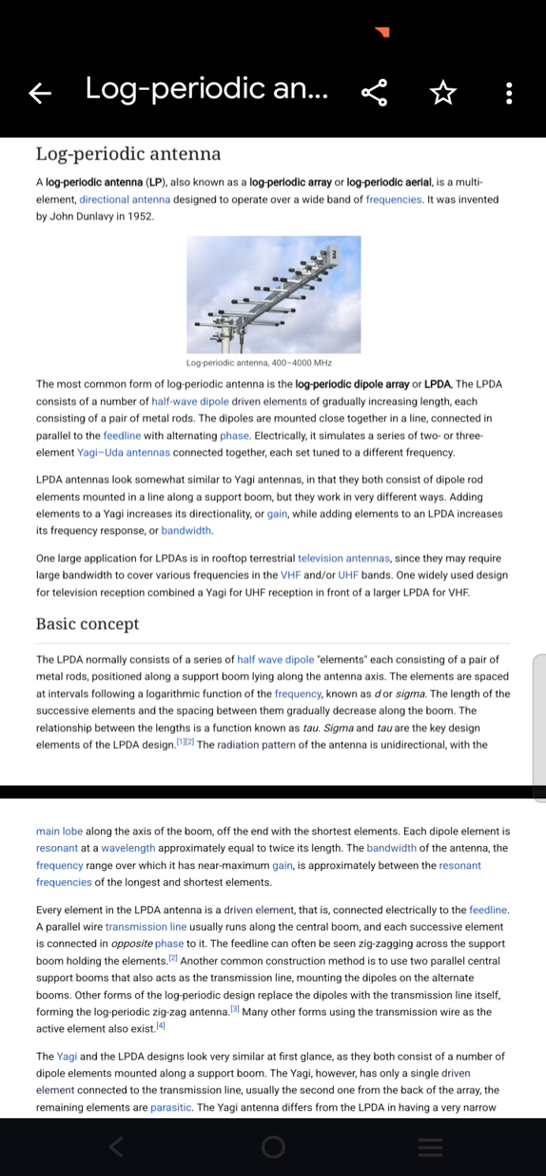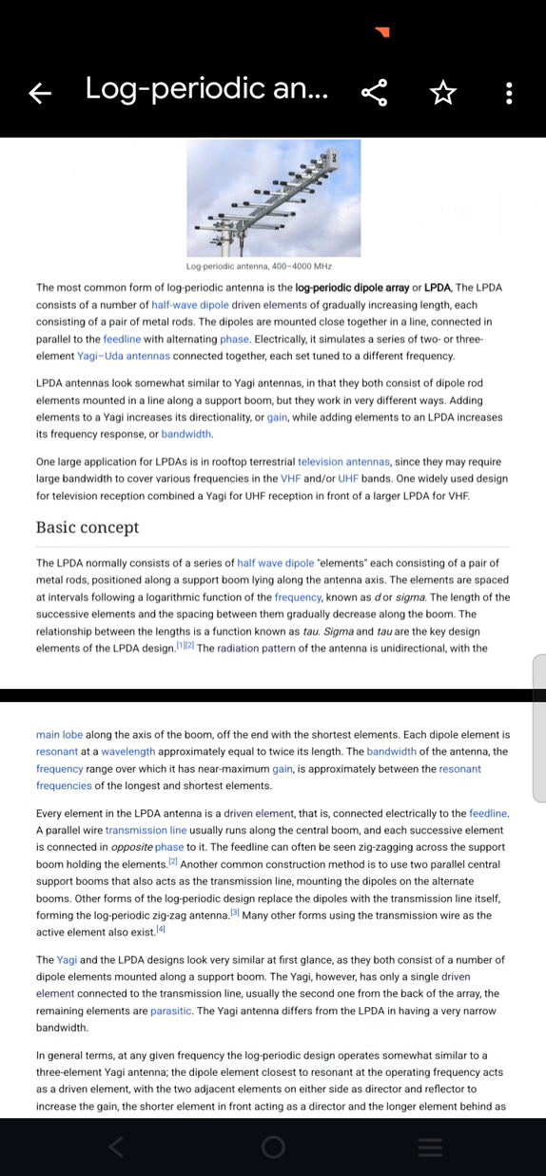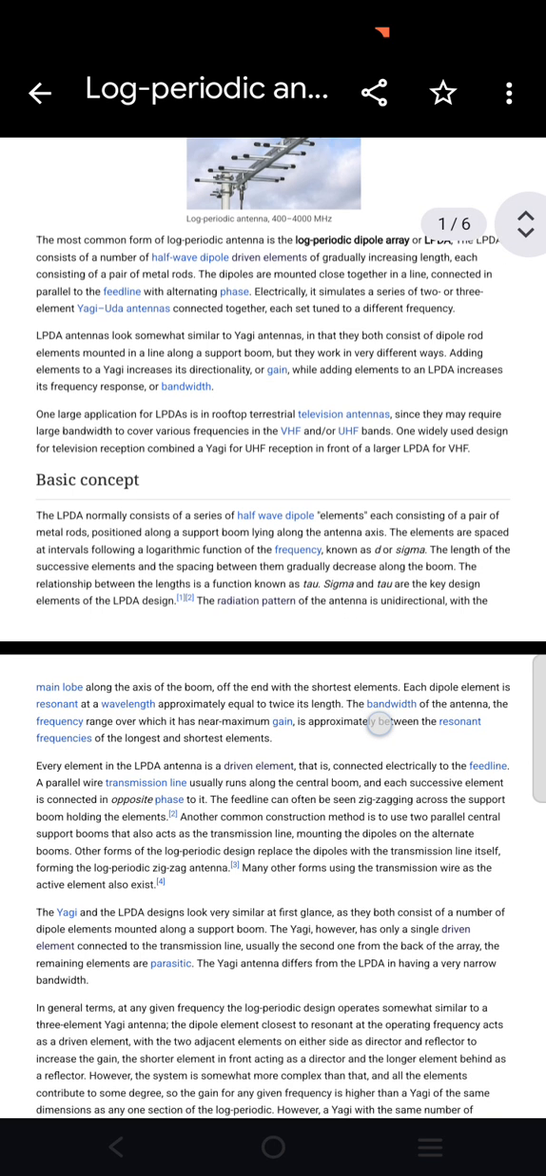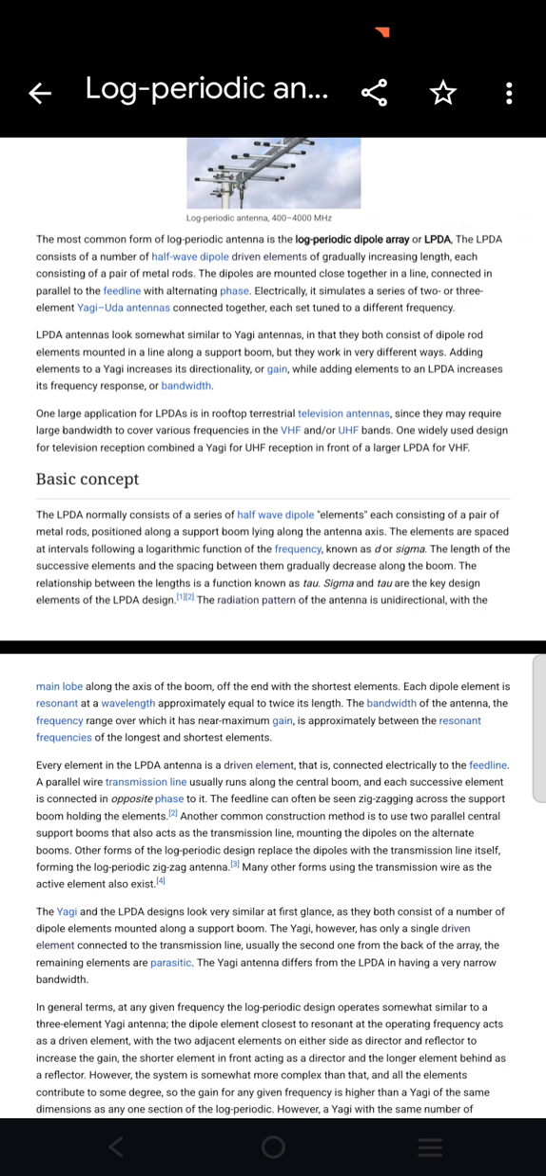It consists of a number of half-wave dipole driven elements of gradually increasing length. Each consists of a pair of metal rods. The dipoles are mounted close together in a line, connected in parallel to the feed line with alternating phase. Electrically, it simulates a series of 2 or 3 element Yagi-Uda antennas connected together, each set tuned to a different frequency.